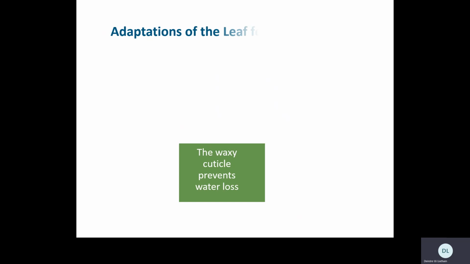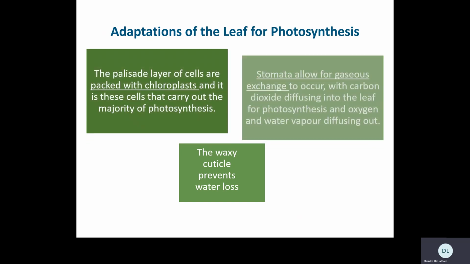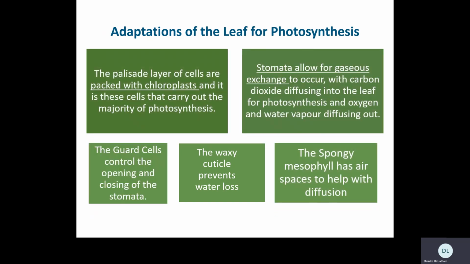And now onto the adaptations of the leaf for photosynthesis then. So there's 5 different adaptations listed here. So we start up with that palisade layer. If you remember, that was the top layer of the leaf, and it's packed with chloroplasts, and that means there's loads of chlorophyll in there to absorb sunlight.